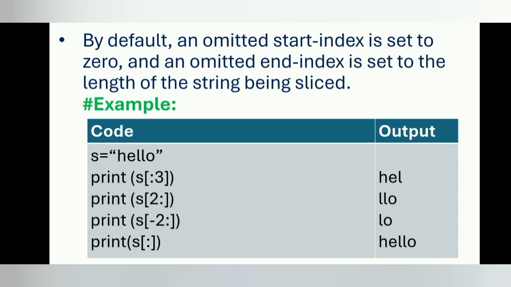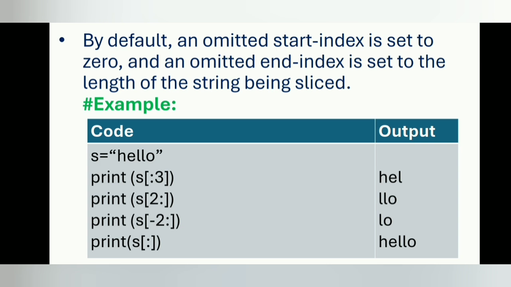Similarly, the second print statement will display the characters from position 2 to 5. By default, an omitted end index is set to the length of the string being sliced. Here, the end index is set to the length of the string, that is 5. Since 5 is excluded, it will display all the characters from position 2 to 4. Hence, the output will be LLO.